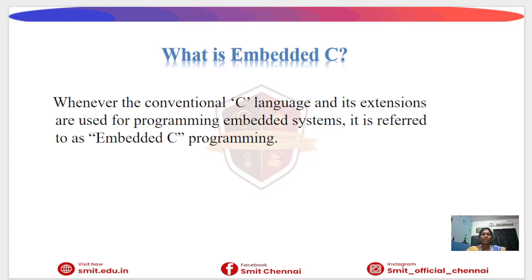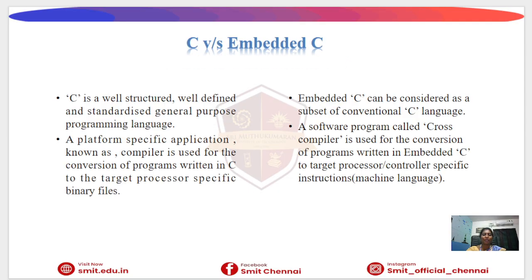What is Embedded C? First, we all know about the C programming language. When we use normal C language to program embedded systems like microcontrollers, washing machines, traffic lights, medical devices, then it is called embedded C. So simply, C language plus embedded hardware equals embedded C programming. It is mainly used to program microcontrollers like 8051, ARM, PIC controller, AVR, etc.